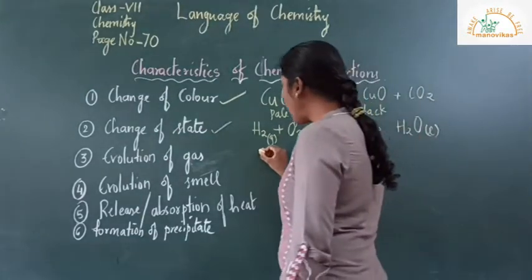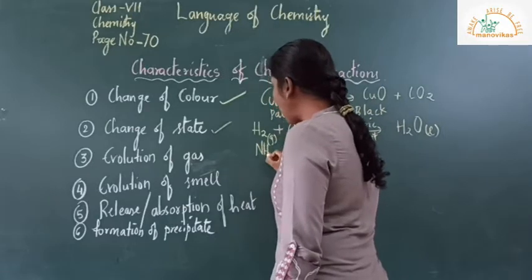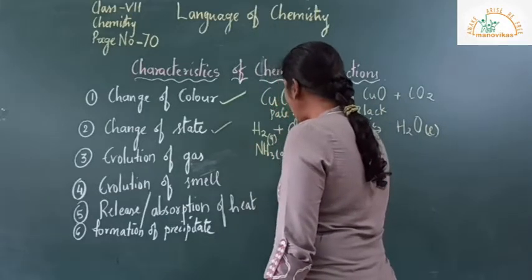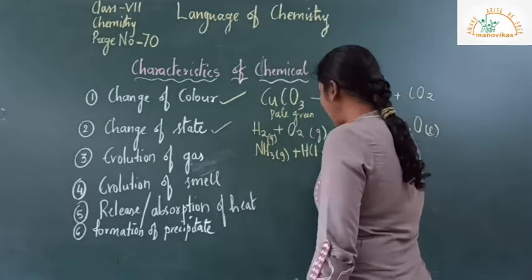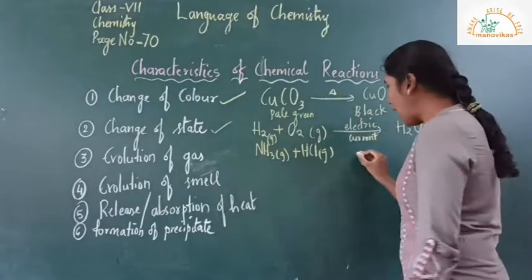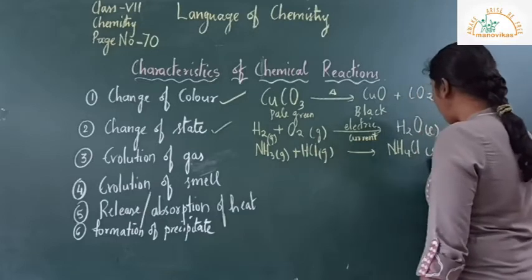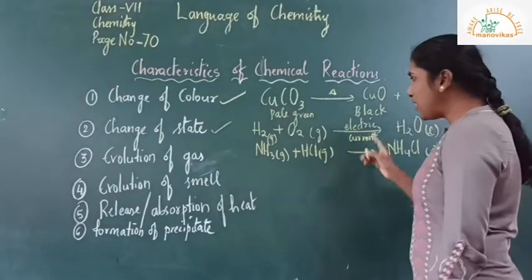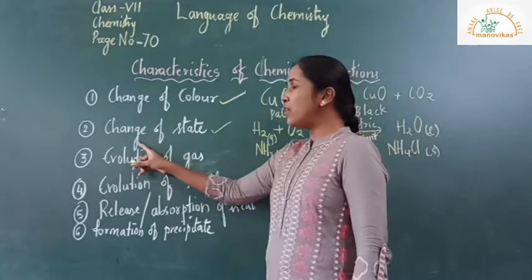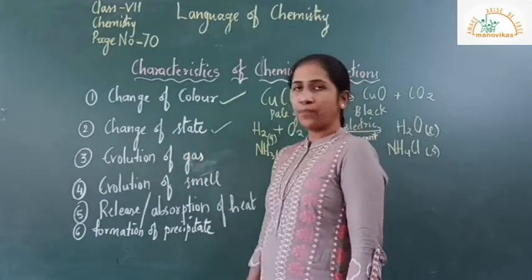One more example we can take is ammonia gas. When it comes in contact with HCl gas and combines, what you will get is ammonium chloride, which is in the solid state. So these are the examples which come under change of state.